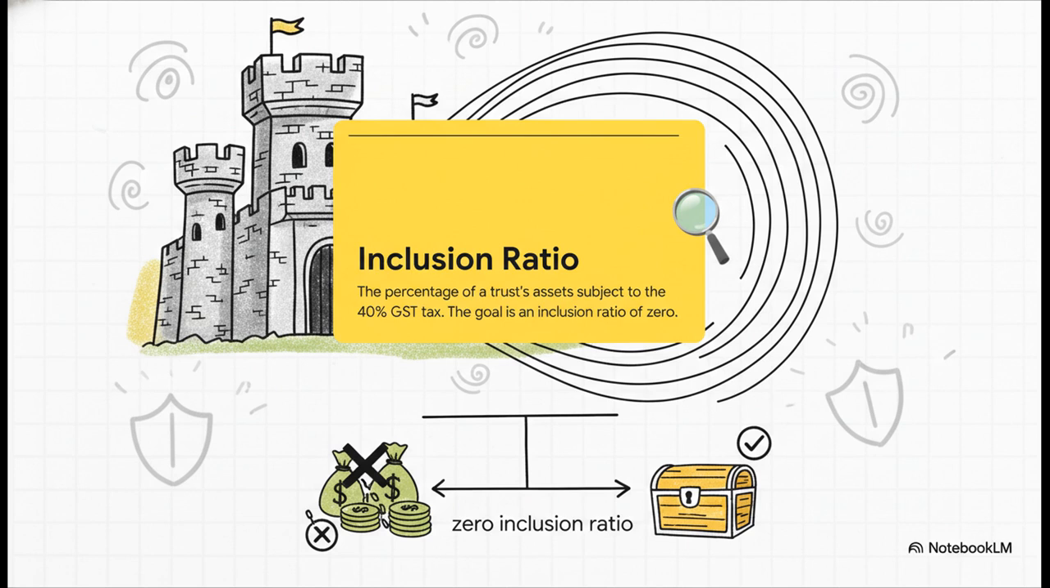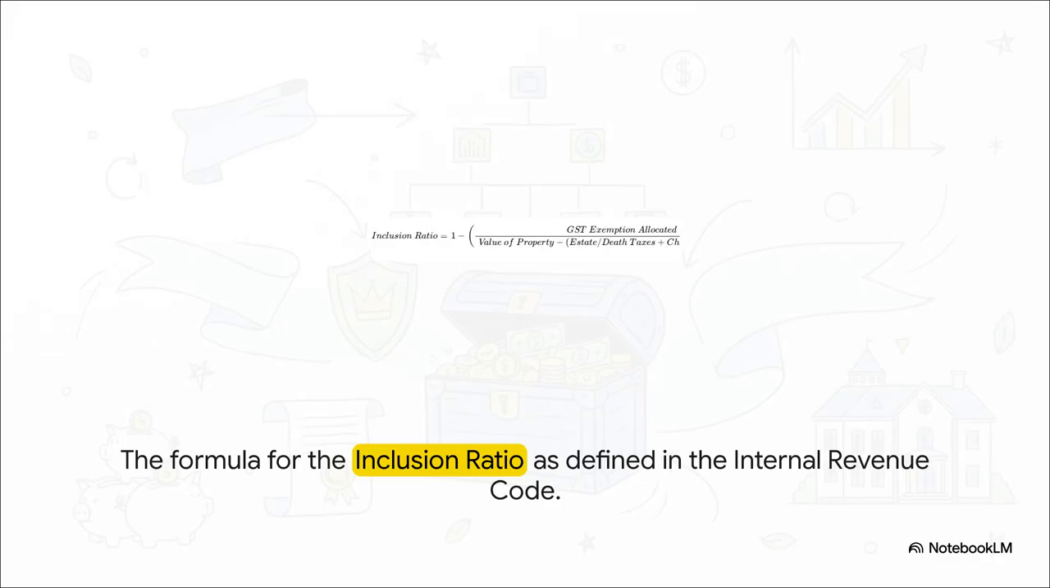And for a dynasty trust, the goal is always, always the same. Get this ratio to 0. A 0 ratio trust means it's 100% exempt from the GST tax. Period. End of story. So, how do we get to 0? The formula itself gives us the answer. It's 1 minus something called the applicable fraction. Now, to get the inclusion ratio to be 0, that fraction has to equal 1. And how do you get a fraction to equal 1? The top number and the bottom number have to be the same. In our case, that means the GST exemption you allocate has to perfectly, exactly match the value of the property you transfer into the trust.